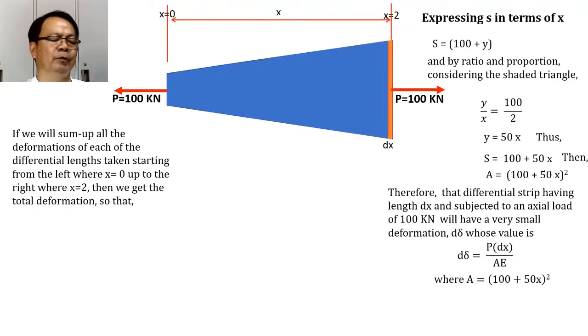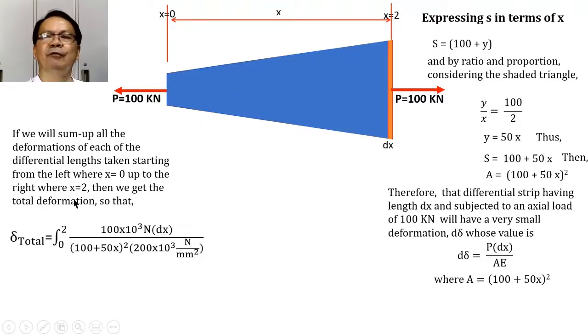So what do we have? Anong meron tayo ngayon? Ang ating makukuha is the total deformation will become equal to the integral of PL over AE, na kung saan ang P natin will be equal to 100 kilonewton or equivalent to 100 times 10 cubed newton, multiplied by L, which is equal to dx, divided by A, which is equal to (100 plus 50x) quantity squared, multiplied by E, which is equal to 200 times 10 cubed Newton per square meter. And so you will notice that this 100 times 10 cubed will cancel with this. And so what will happen is that 100 divided by 200 is equal to 1 half.